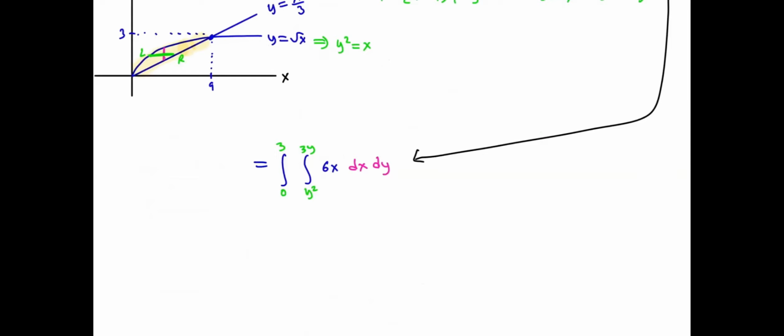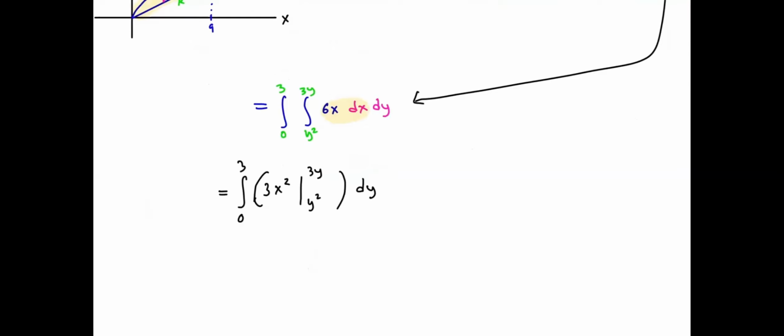Okay, so integrating this is actually very easy. This is a very nice one to continue on with. So I'm going to integrate first with respect to x. So we're going to have the integral from 0 to 3. If I integrate that with respect to x, I will have 6x squared over 2. That will be 3x squared. Evaluate this from y squared to 3y. And then we're going to integrate that with respect to y.